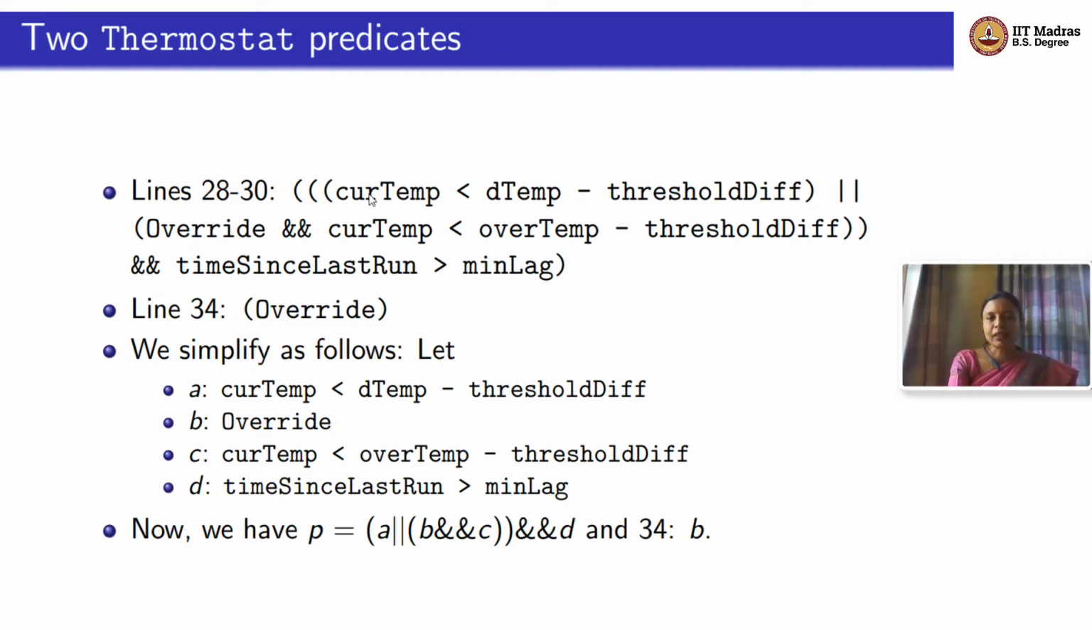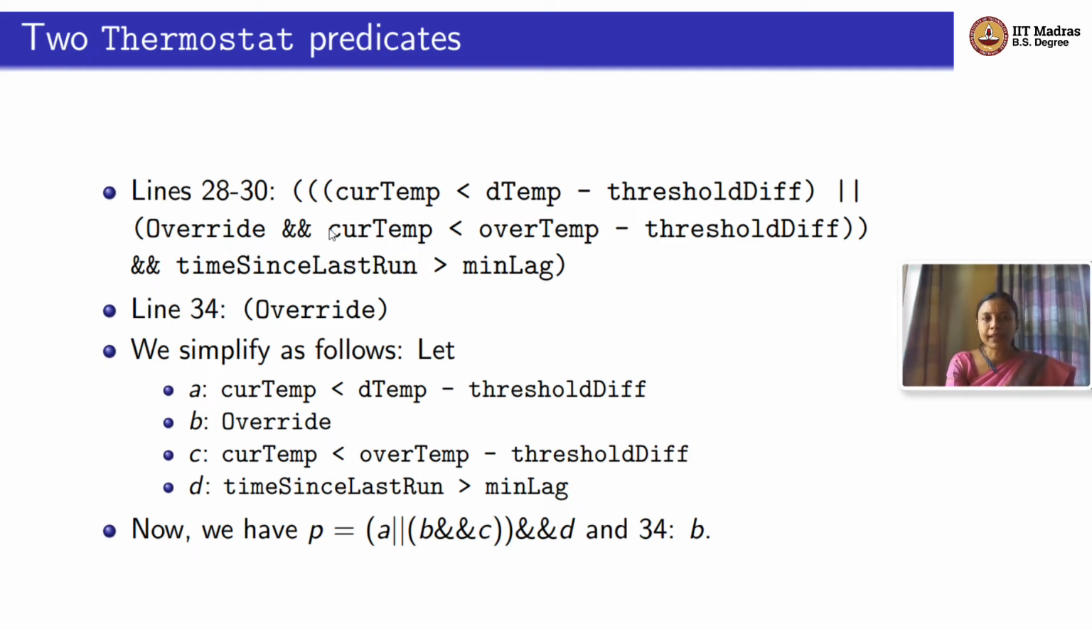So let's assign. So how many clauses are there? Clauses are those that don't have logical operators. So if you see this first predicate here, this first part is a clause. Current temperature is less than desired temperature minus threshold difference. So let's call that clause A. Then there is an or here, and then there is one single clause override, which is itself a Boolean variable. So let's call that clause B.